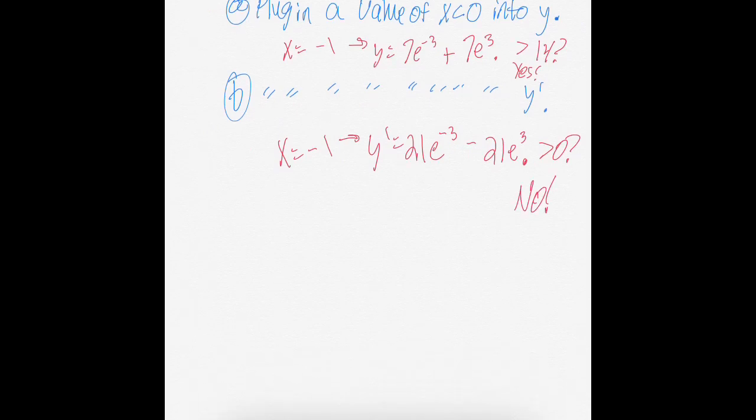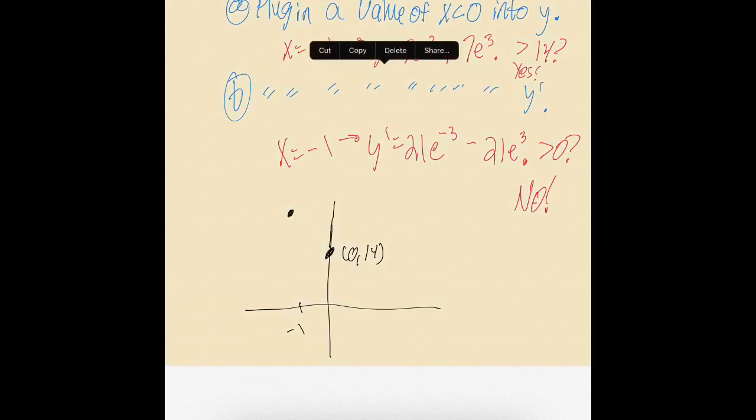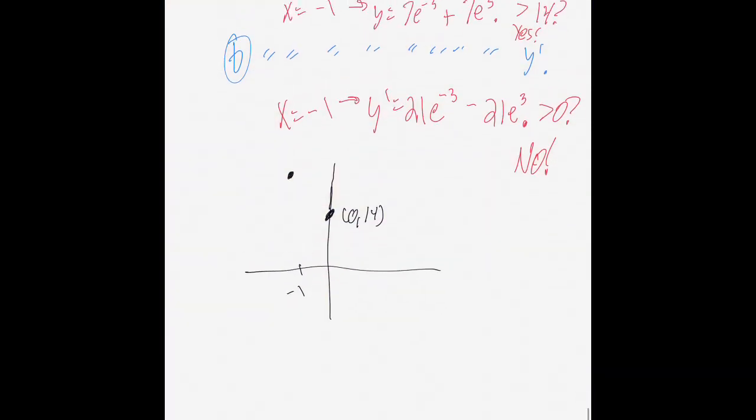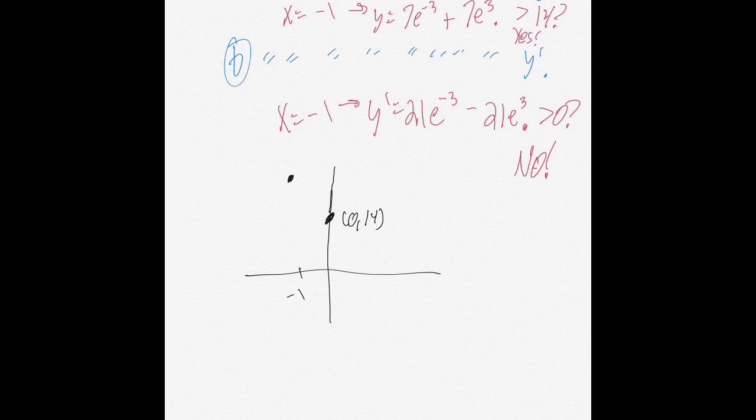And we want to ask ourselves, is this thing greater than 0? And in this case, the answer is no. So what these two pieces of information tell us, they tell us the same story. They tell us that my function, so at x equals 0, I'm here. So this is (0, 14). This first piece of information, the way that I would interpret that, that at x equals -1 I'm greater than 14, tells me that at x equals -1, I'm up here somewhere.